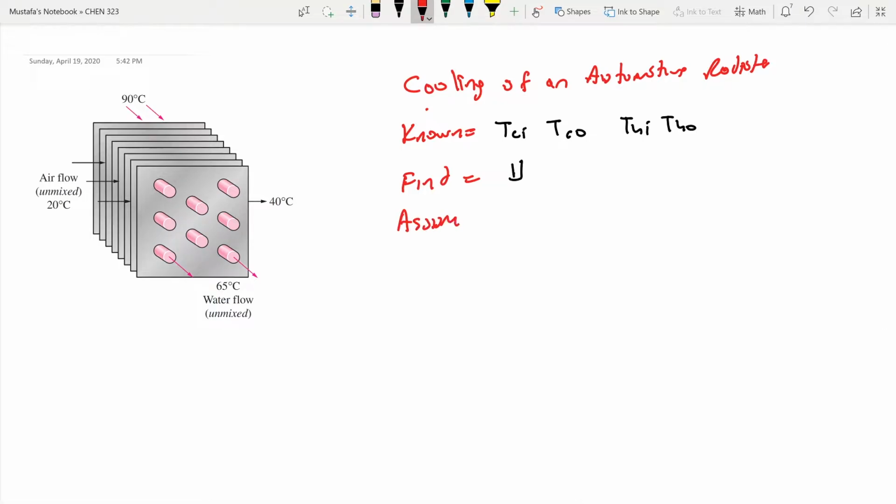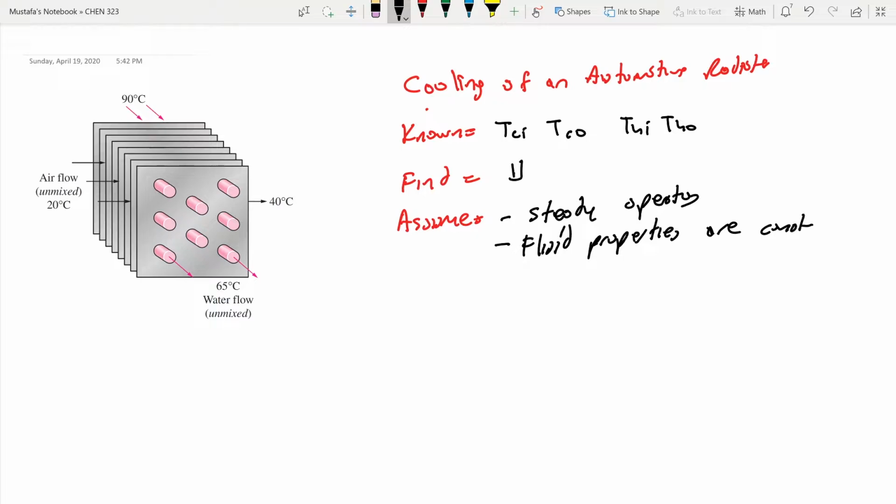What are our assumptions? Assume this is a steady operation. Assume fluid properties are constant. Assume changes in kinetic and potential energy is negligible.